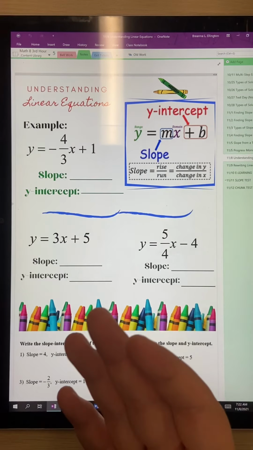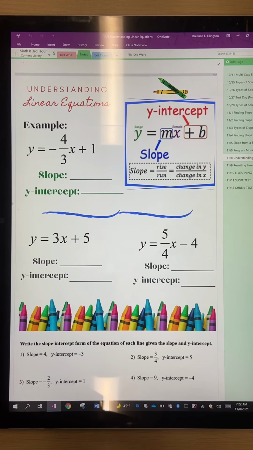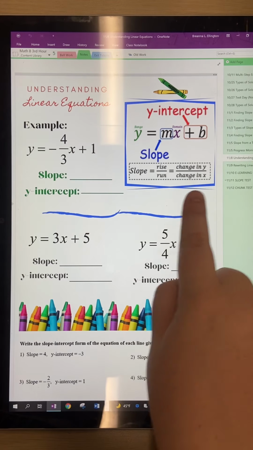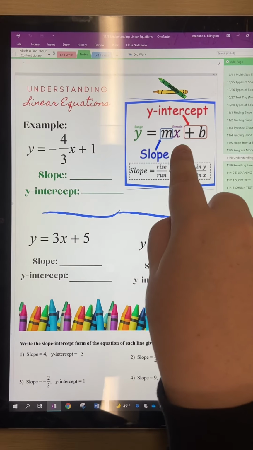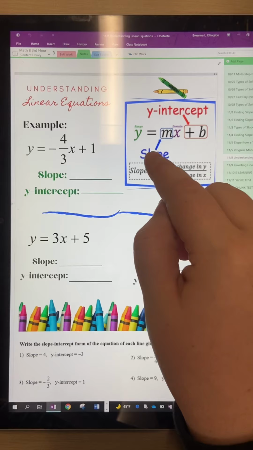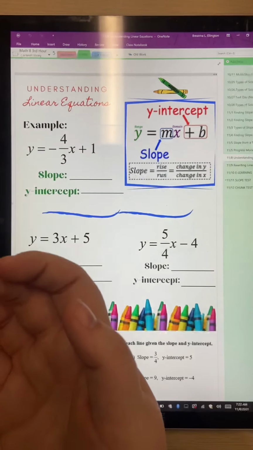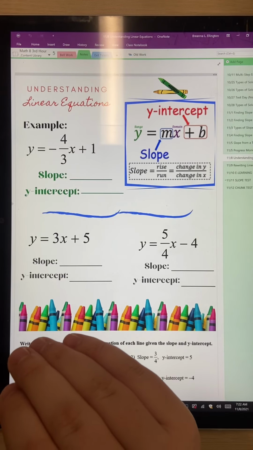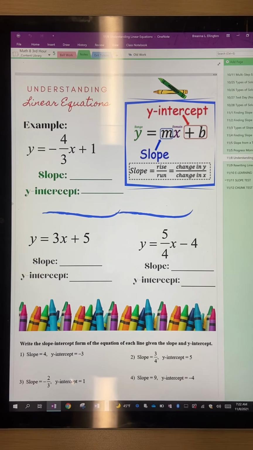Last week we talked about the rise over run. So that's right there. You're changing your y and you're changing the x, right? And then plus b. B is the y-intercept. For those who I had last year, we talked about this a little bit because we did have a mix of 7th and 8th grade. So we're going to do it again this year if you were one of those classes.